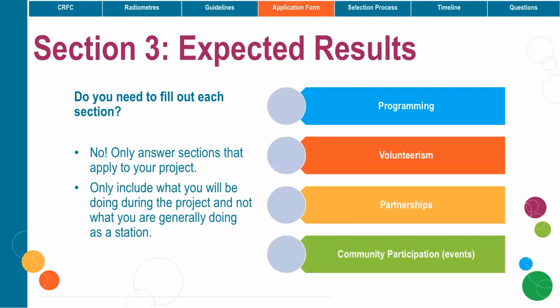In section 3, I'm sure when you take a look at expected result, then you might think, well, do we have to fill all that? We did try here to have the most common aspect to all the projects. So this is why we have the programming, the volunteerism, the partnership, and the community participation. But feel free just to fill the sections that really are related to your project.